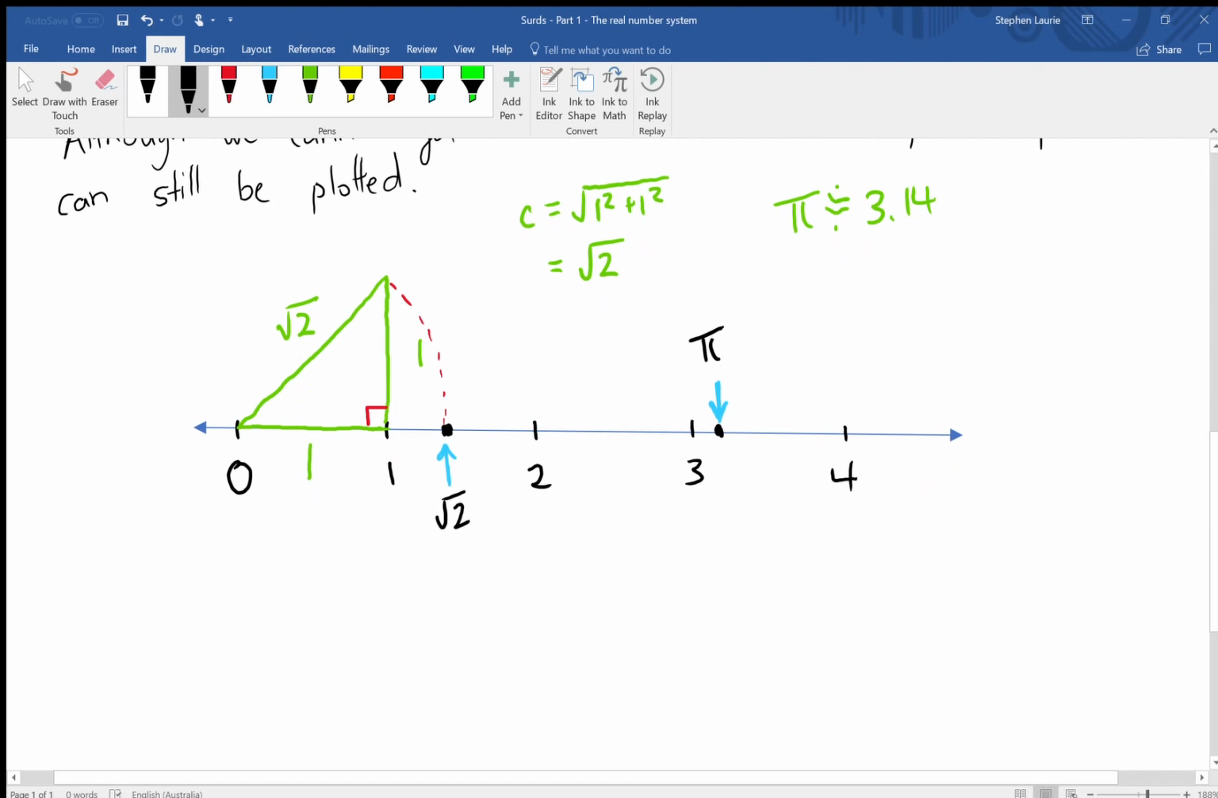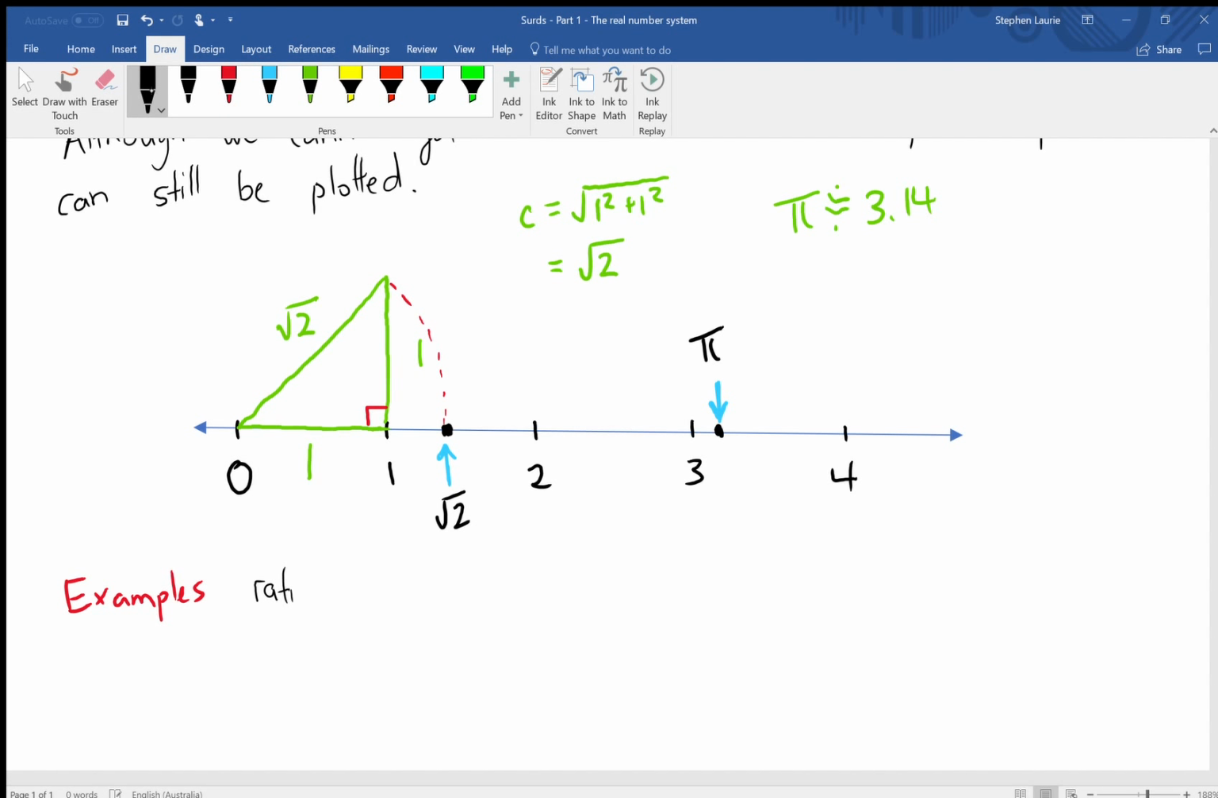Alright, let's have a look at some examples to finish off our first digital lesson. In these examples, we're just going to ask ourselves, is each of the numbers that we're looking at rational or irrational? That's the question for these 4 examples that we're going to do.